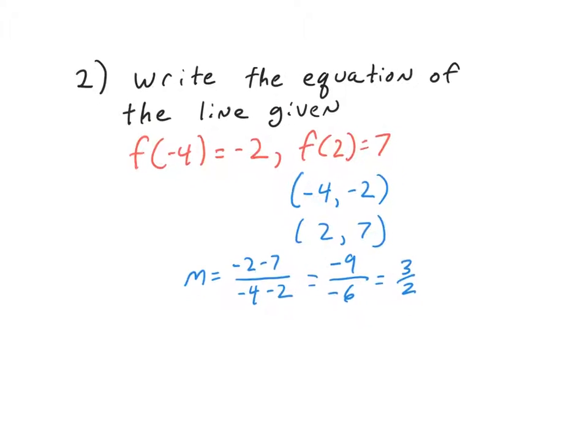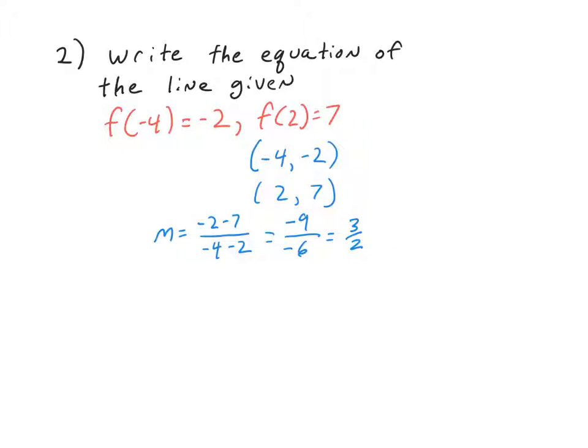Okay, then once we have the slope, we can go ahead and pick one of our 2 points, put it into our slope-intercept form, and solve for b. So I'm just going to use the first one. And instead of y, we want to do negative 2 equals 3/2 for m times negative 4 for x plus b.